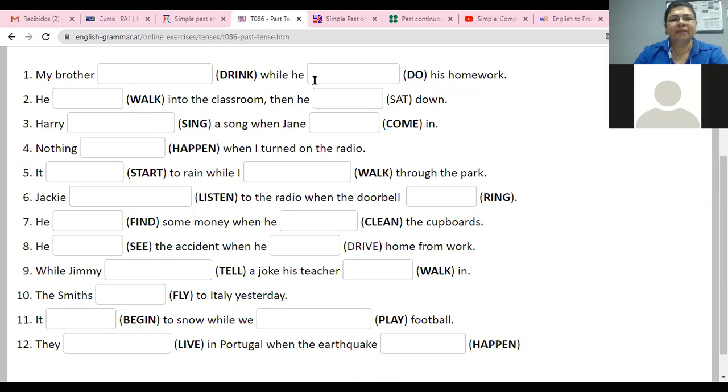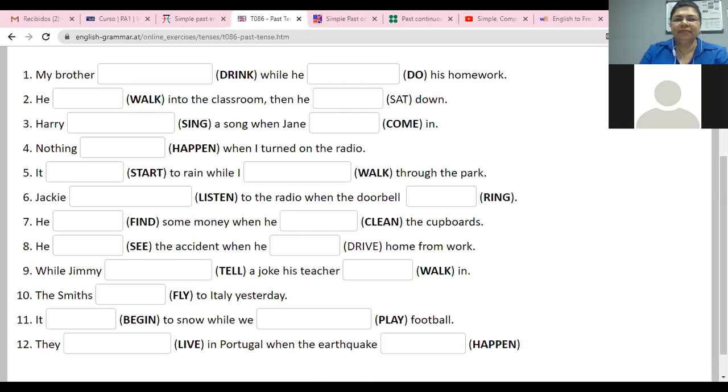It started to rain while I walked through the park. Okay. Jackie was listening to the radio when the doorbell rang. Okay. Ring or rang? If you are using the simple past, that would be rang. Jackie was listening to the radio when the doorbell rang. Rang, yes. Okay.